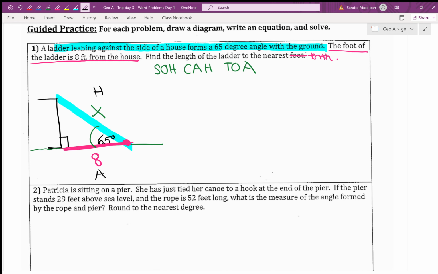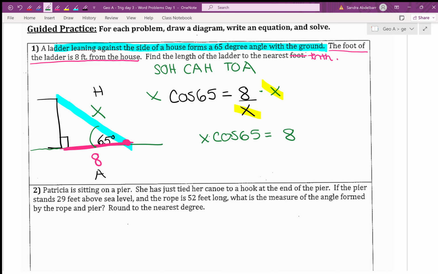Maya. Good. So we're going to write cosine what? We can never let it stand alone. Cosine 65 equals 8 over x. So now this brings us back to what we were doing last class, right? I can't solve for a variable in the denominator, so what must I do? Multiply x on both sides. So that cancels. So now we're going to have x times the cosine of 65 equals 8. What should I do now? Good, Sam. Divide by cosine 65.